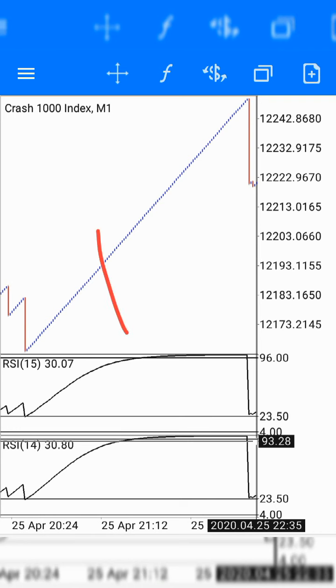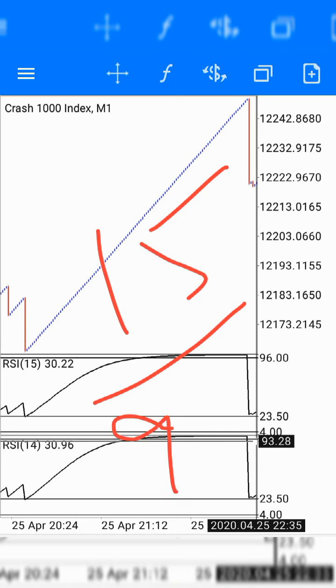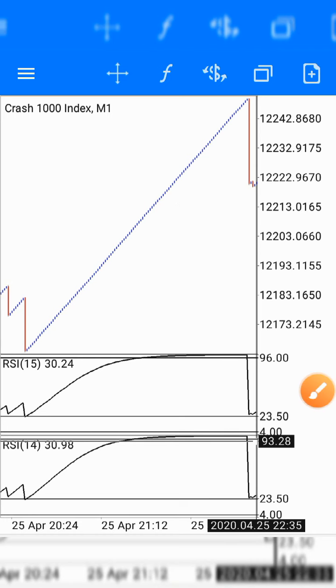Remember always, once RSI 15 crosses the 96 level, it means that a spike is going to happen. You have to enter your sell trade. And once you see that the market gives you the spike, I recommend closing your trade. Don't be greedy, don't hold your trade.